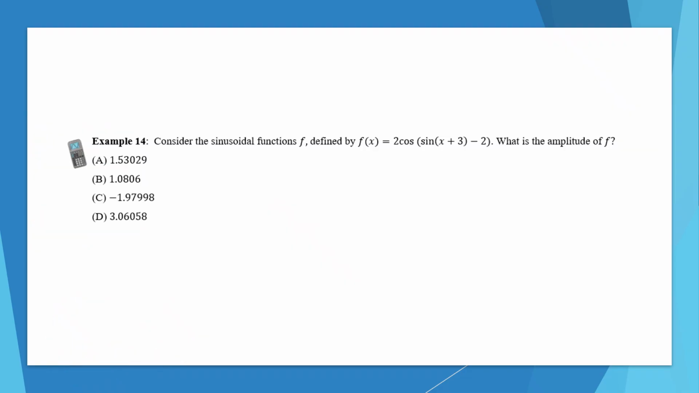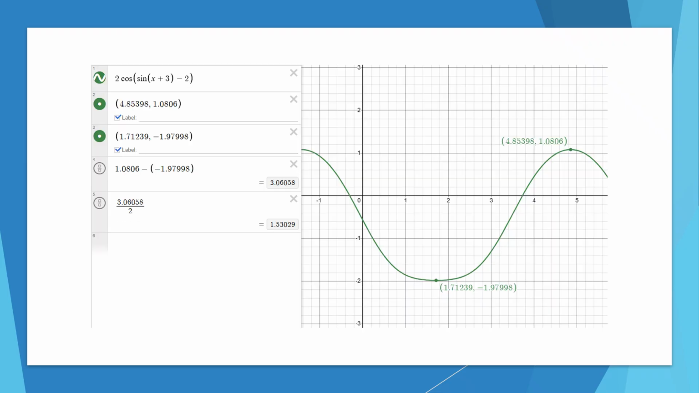All right, so for example 14 here, taking a look, we have a sinusoidal function, 2 cosine, and then sine parentheses x plus 3 minus 2, all on the inside of the cosine function there. What is the amplitude of f? So here I would just start by graphing it in Desmos. It should look a little something like this, so look a little weird, but it should still behave sinusoidally.